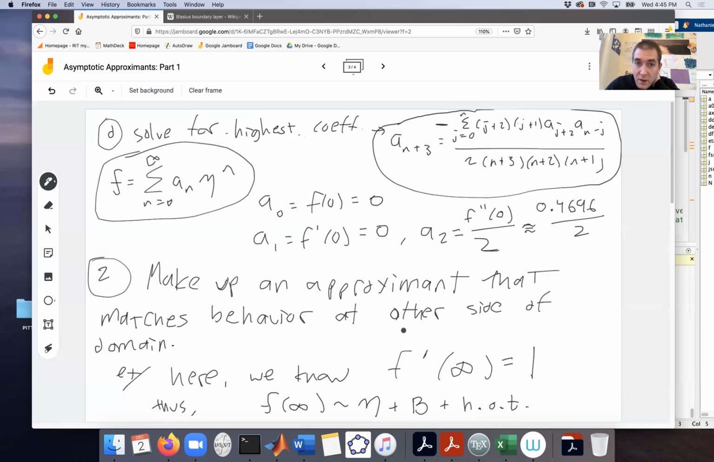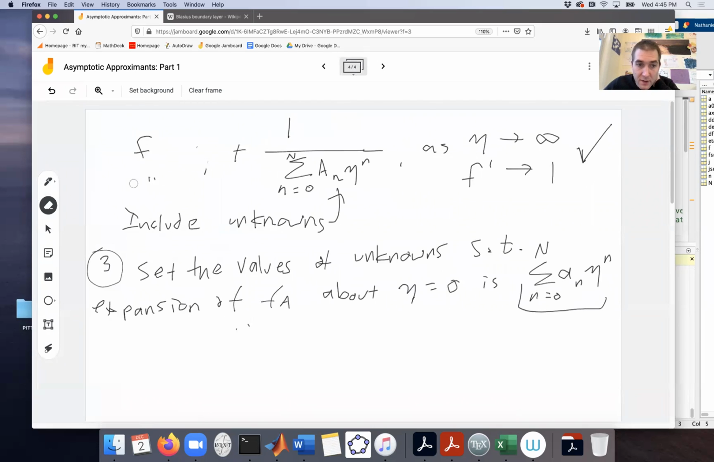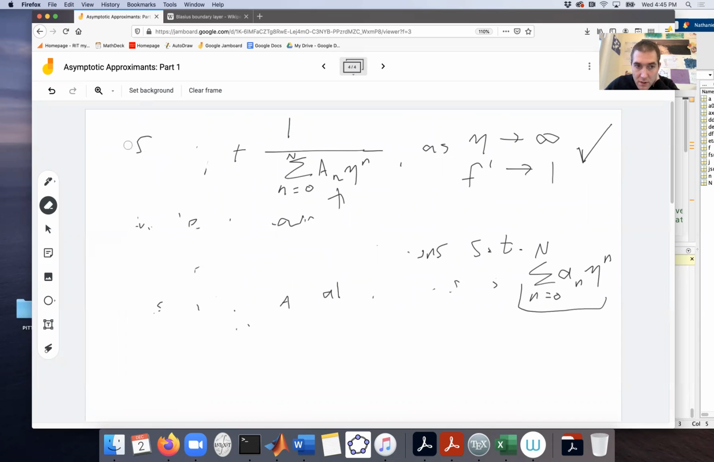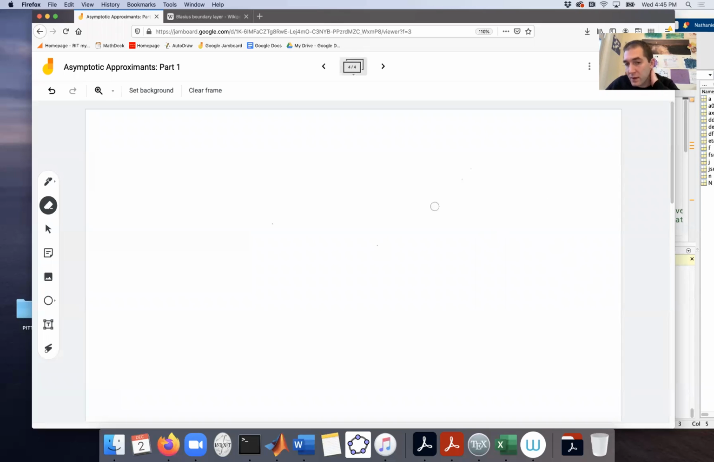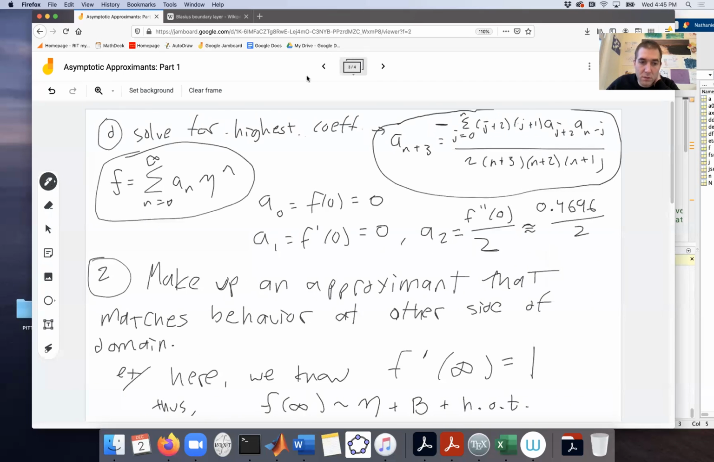So we're going to use this to our advantage. The third step here is to form an approximant. The third step of this whole process is to make up an approximant, and you can make up whatever approximant you want as long as it matches the large eta behavior. Then you might find something wrong with it later and you'll go back and tweak it, and that's what often happens.